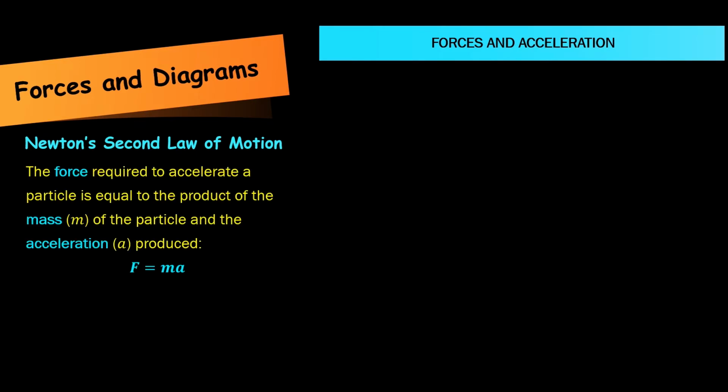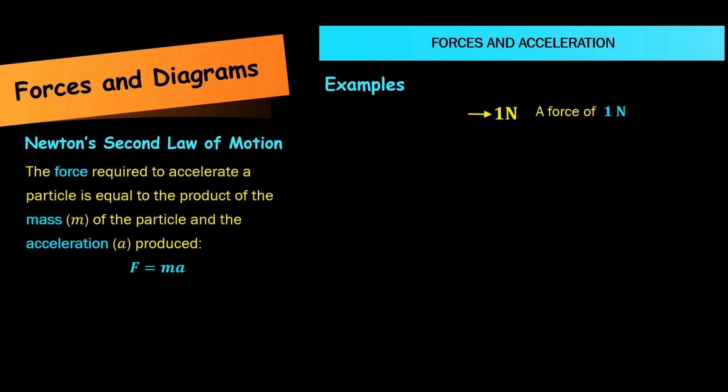Let's now take a look at Newton's second law of motion. The force required to accelerate a particle is equal to the product of the mass m of the particle and the acceleration a produced. So F equals ma. Let's take a look at some examples.